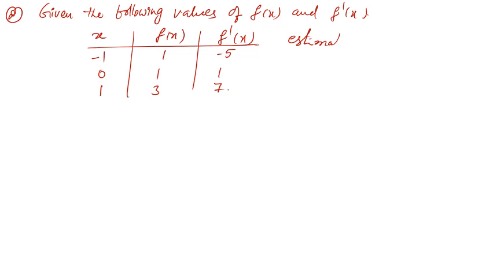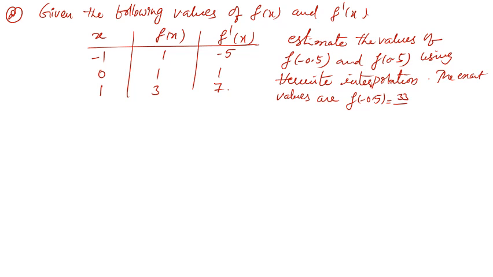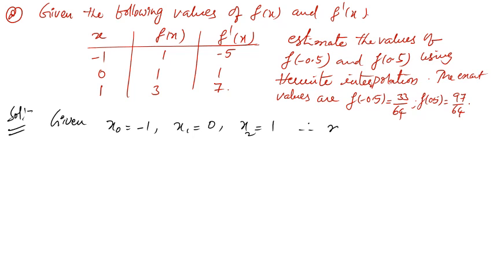Estimate the values of f of minus 0.5 and f of 0.5 using Hermite interpolation. Okay, the exact values are f of minus 0.5 equal to 33 by 64, f of 0.5 equal to 97 by 64. Now the solution. First, given the data points, take x0 as minus 1, x1 as 0, x2 as 1. Therefore, what is the n value? 2. This is x0, x1, x2, n equal to 2 here, right?